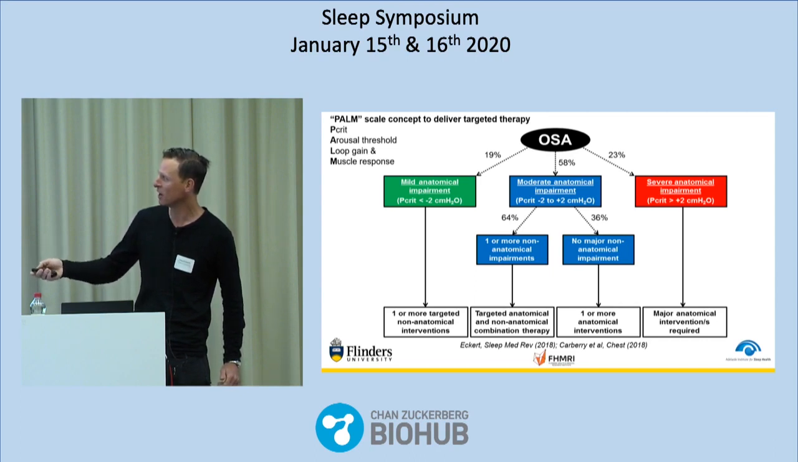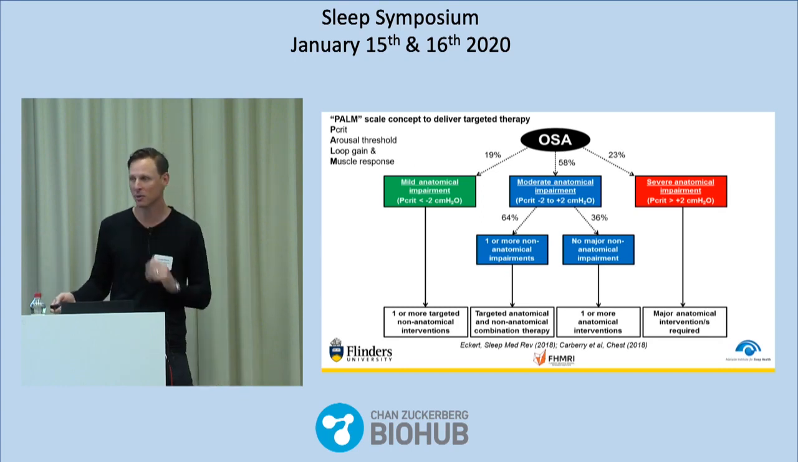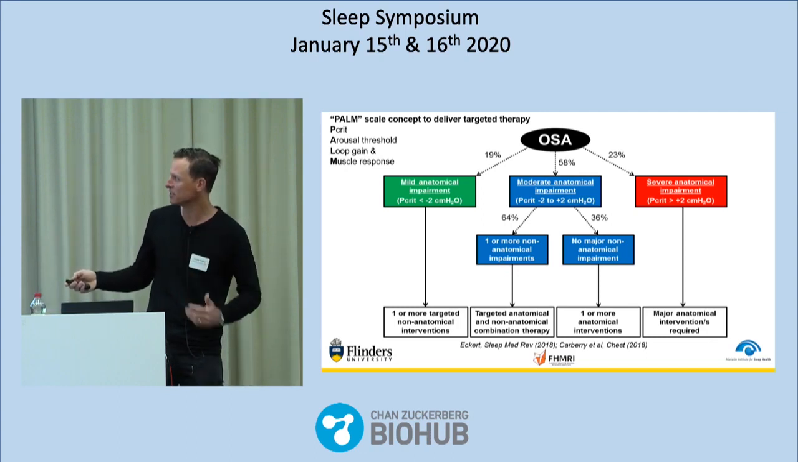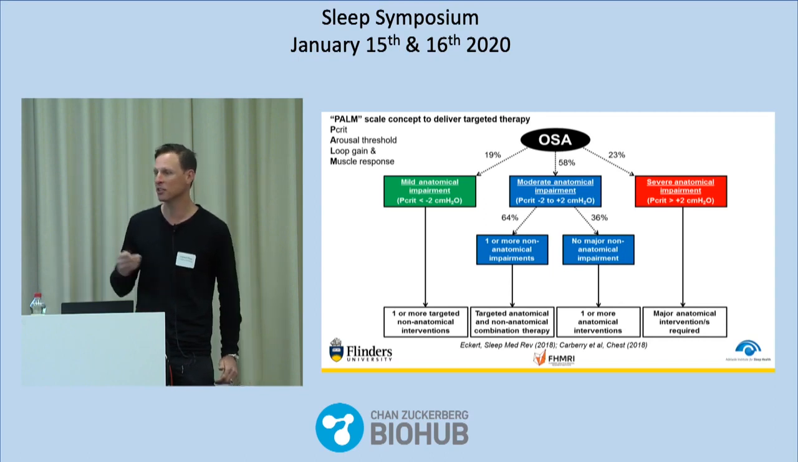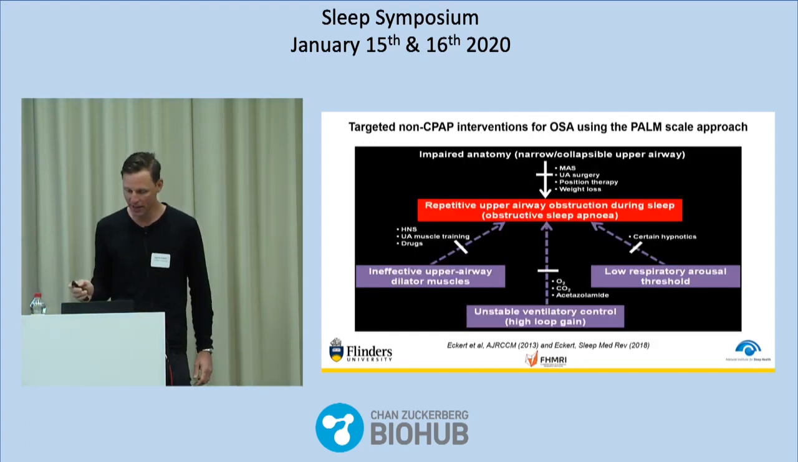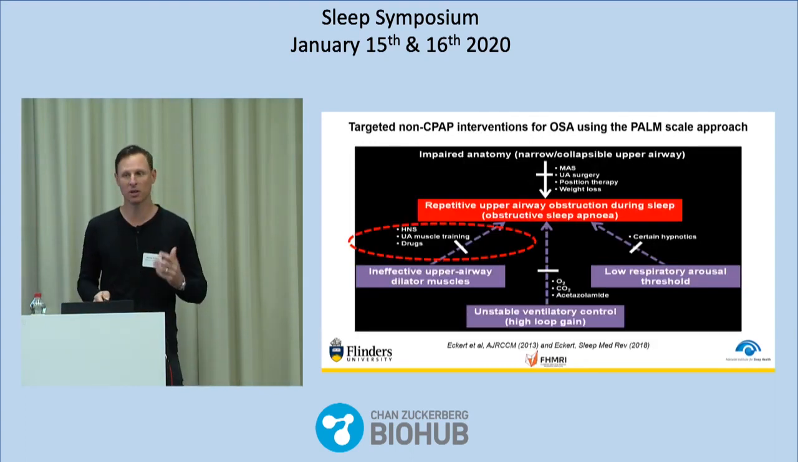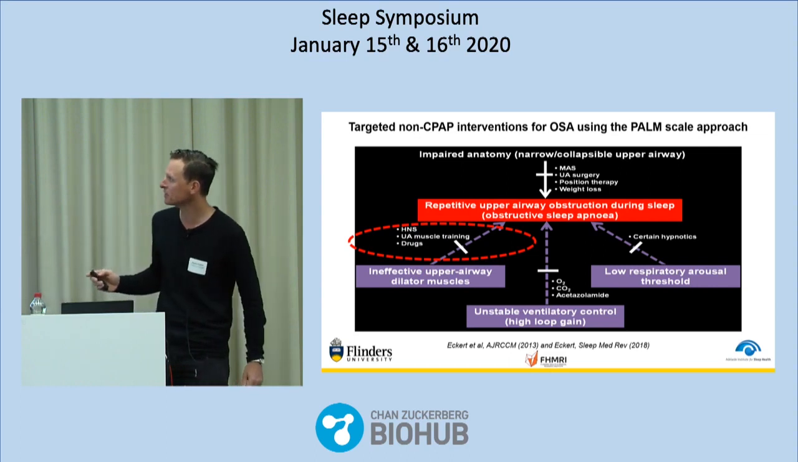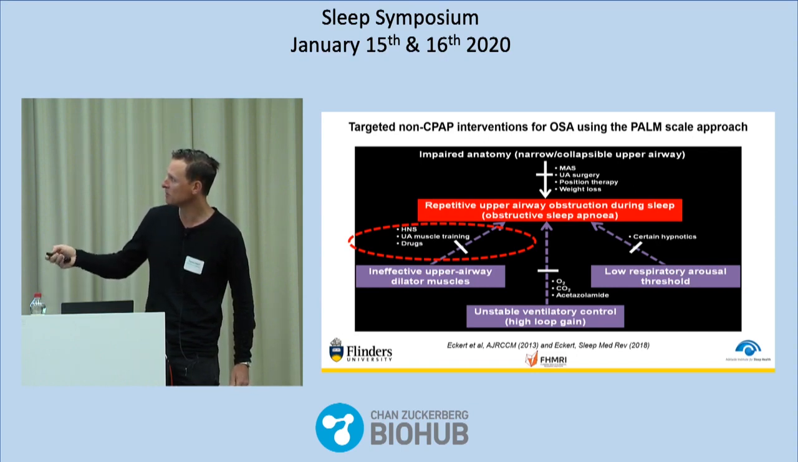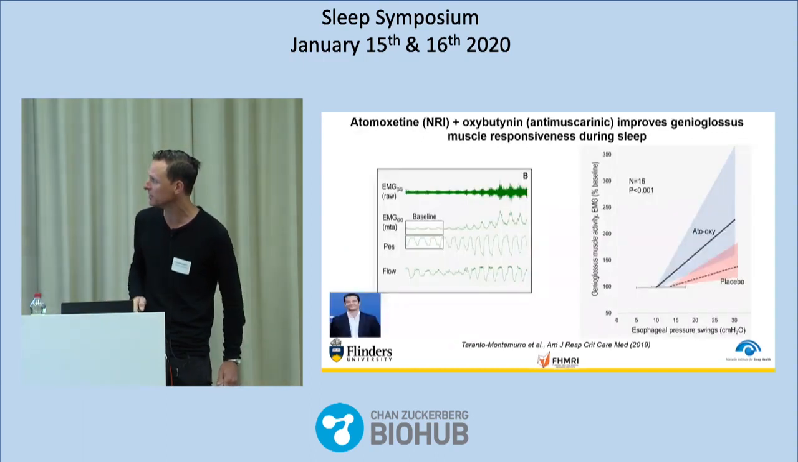As I mentioned, we should be able to target these non-anatomical traits in the 20% of people that only have a mild anatomical problem, whereas over here, you're going to need a major anatomical intervention, CPAP, and in between a combination of both potentially. So let me just give you a couple of examples in the time that we have, and I'm really going to focus on this work around pharmacotherapy for sleep apnea, because I think there's quite a lot of exciting activity in that area now. So we've got projects on all of these arms looking at targeted therapies, including all these non-CPAP therapies, but I'm just going to give you a couple of examples.